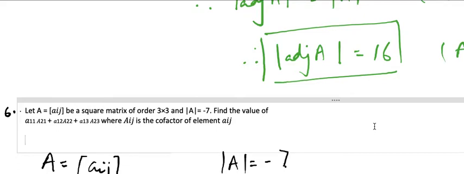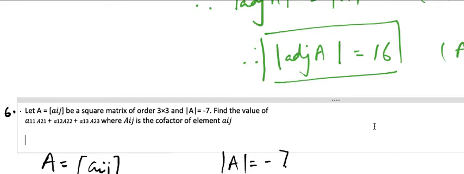Now let us go to the next question, which is: let A be a square matrix of order 3 cross 3. The value of determinant is -7. Find the value of A11 A21, where A21 is the cofactor, plus A12 A22, where A22 is the cofactor, plus A13 A23. Again, capital A23 represents the cofactor of the element a23.